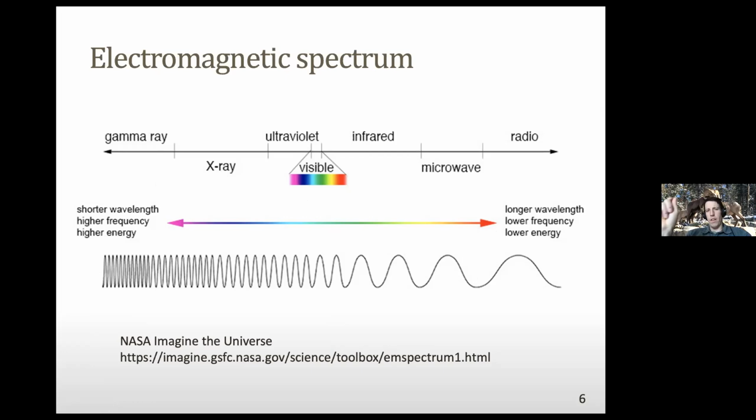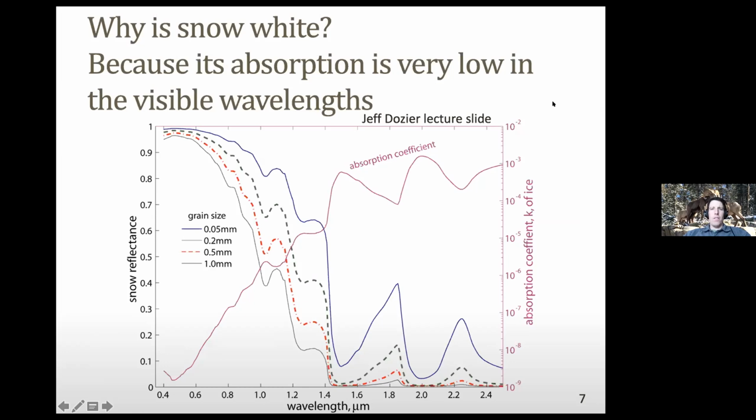You may know that what we see is just a very tiny portion of the electromagnetic spectrum. And as the diagram shows, shorter wavelengths are higher energy, longer are lower, and then you can really see the tiny part of that spectrum that we can see in. Okay, so this is the base question, right? Why is snow white? Well, the answer is because its absorption is very low in the visible wavelengths.